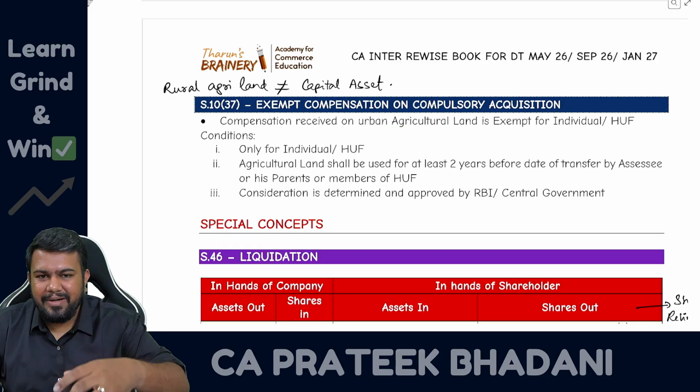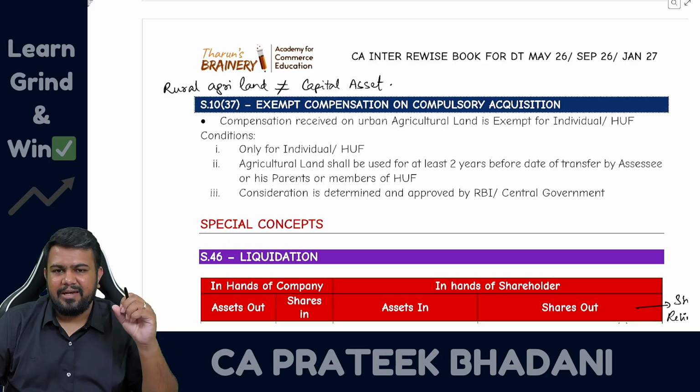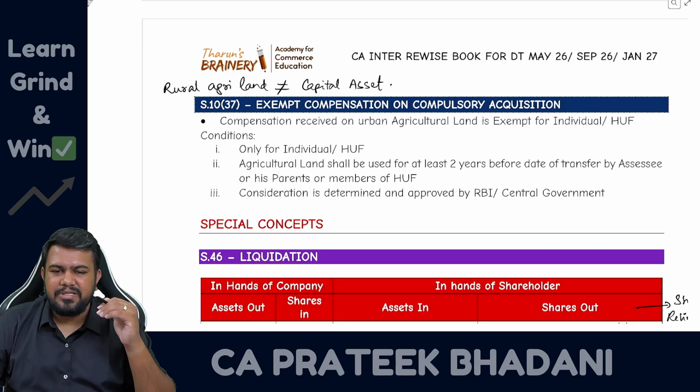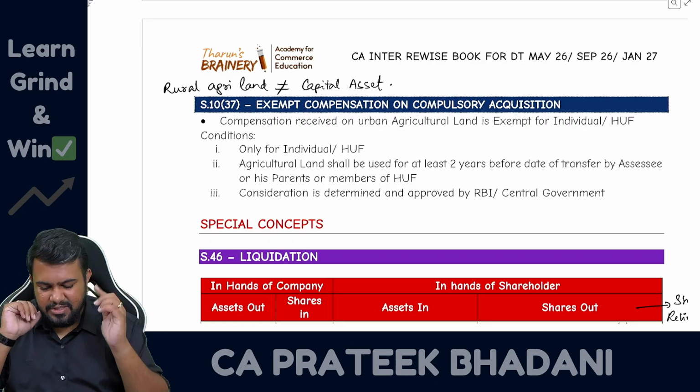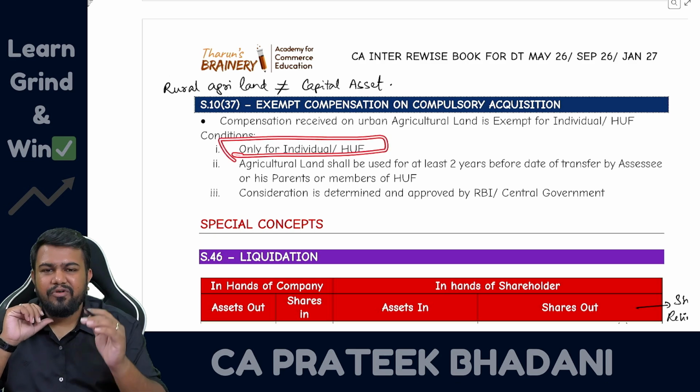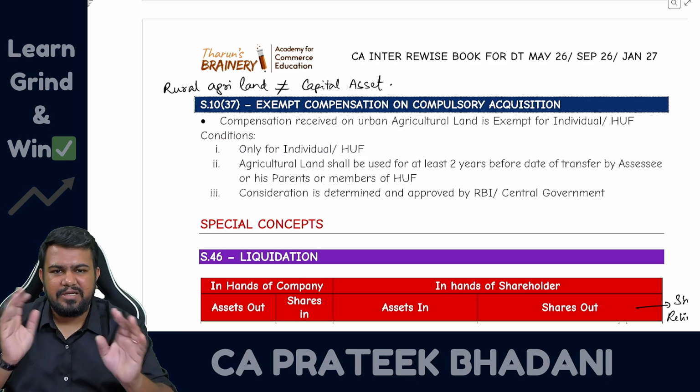So if the government is compulsorily acquiring urban agricultural land and if they are giving the compensation, then it is exempt if the conditions are satisfied. What are the conditions? The compensation is exempt only for individual or HUF. To other persons it is not exempt.